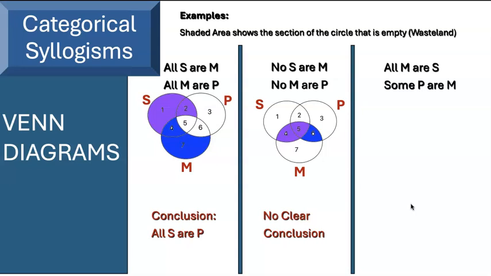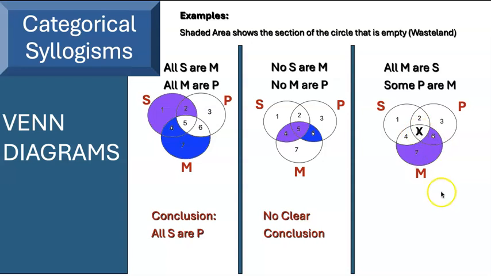Look at this one. All M are S. So if you are in the M circle, you are where it overlaps with S. So that means that we're going to shade the part of M that is outside of S. And it says some P are M. So some members of the P circle are in the section where P overlaps with M. The only empty section here in the overlap is 5, so put the X right at 5. Now what conclusion could we draw from this? There's an X in the overlap between S and P. So some S are P would be a valid conclusion. Right, so if we had an argument with these two premises and the conclusion some S are P, valid.